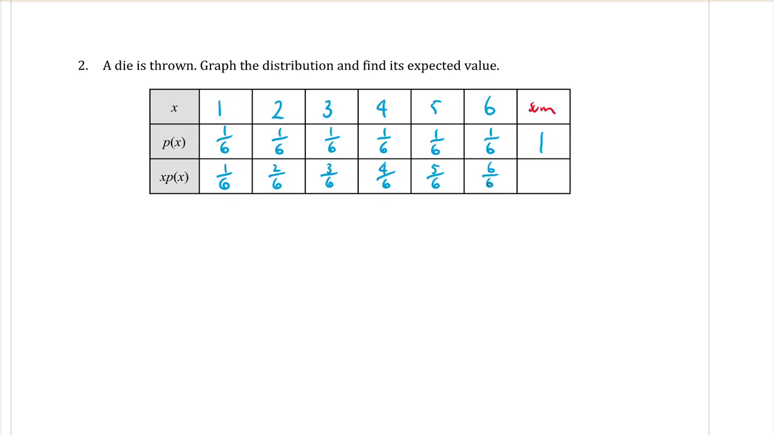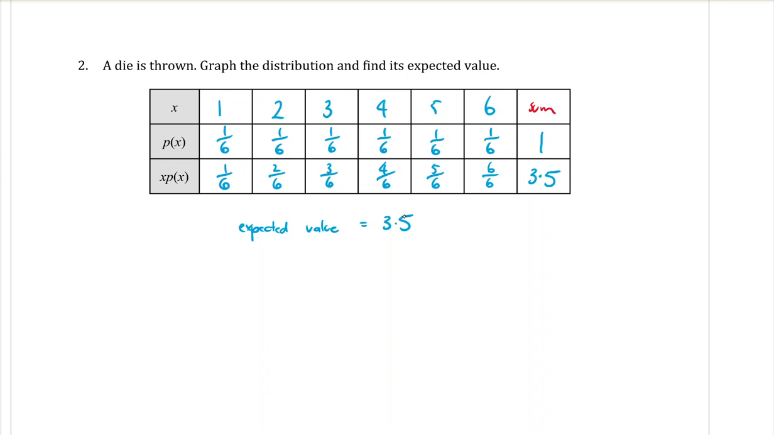But anyway, when you add all of those together, that is our sum of x p of x, which is our expected value. Anyone find it? 7 over 2. 3.5, which is 7 over 2. Yeah. So that means that your expected value, when you roll a dice, although we know you cannot actually get a 3.5, the average would be a score of 3.5.